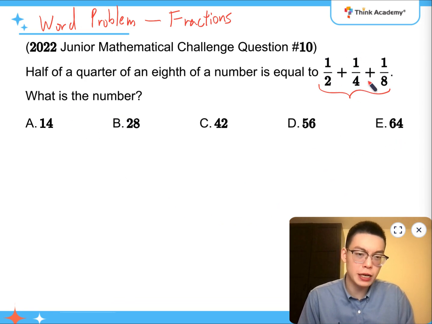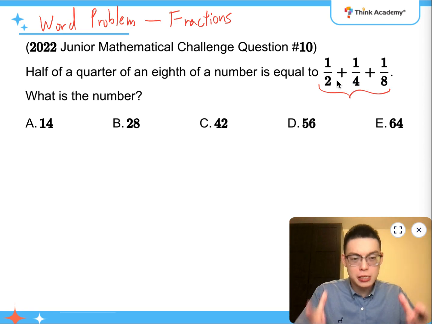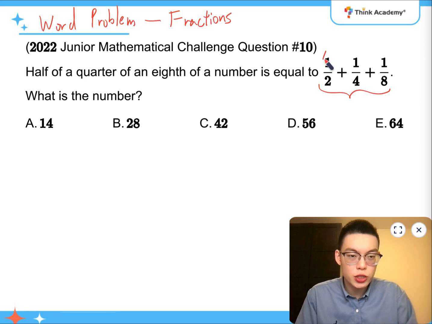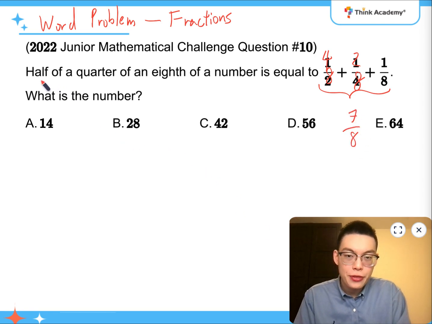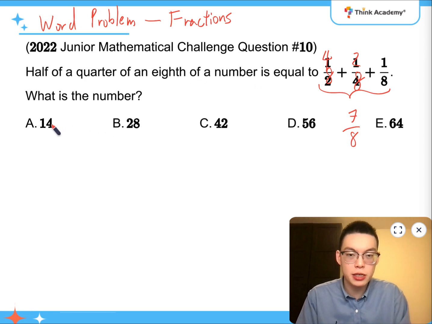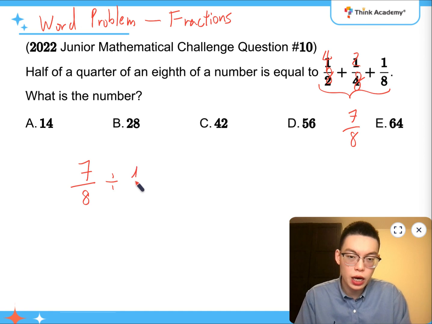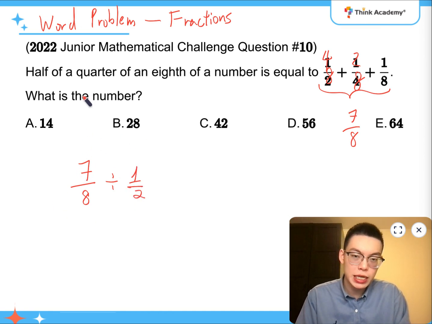First of all, we can try to calculate this first. Makes it less complicated. So this is equal to 4/8 adding 2/8 adding an eighth, right? Which is going to be 7/8. Now, that is half of a quarter of an eighth of a number. So if I want to find the original number, I just need to divide each fraction. Because, well, if I am dividing 1/2, it means that I'm reverting it to a quarter of an eighth of the number. If I'm dividing a quarter, again, then I'm just getting an eighth of the number. And finally, dividing an eighth, I get a whole number.